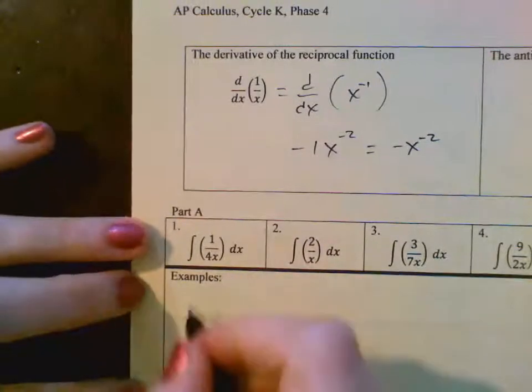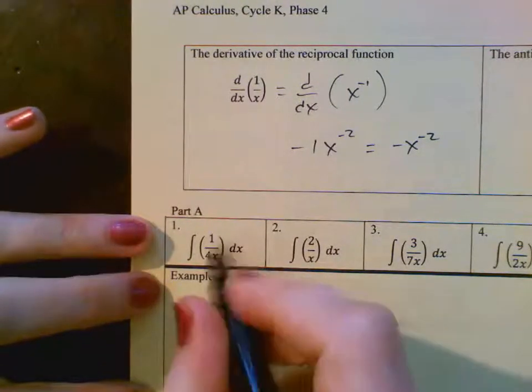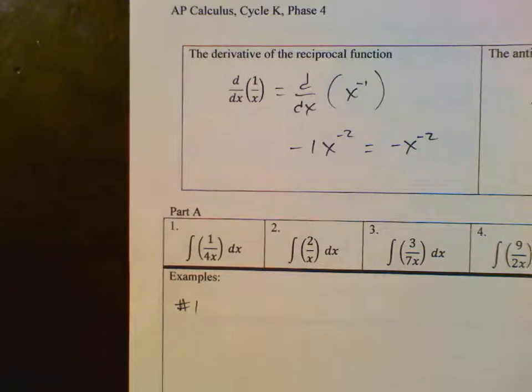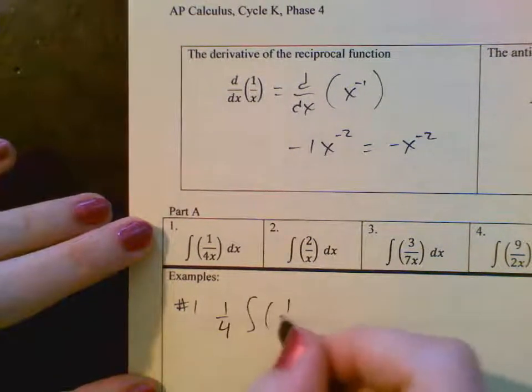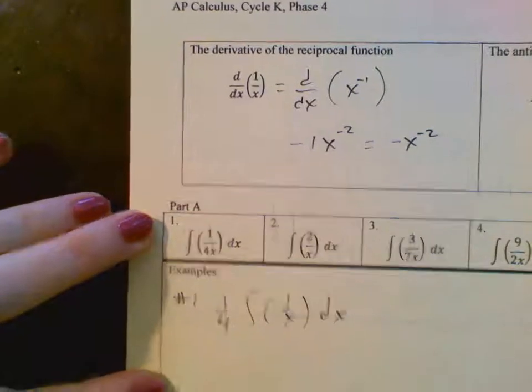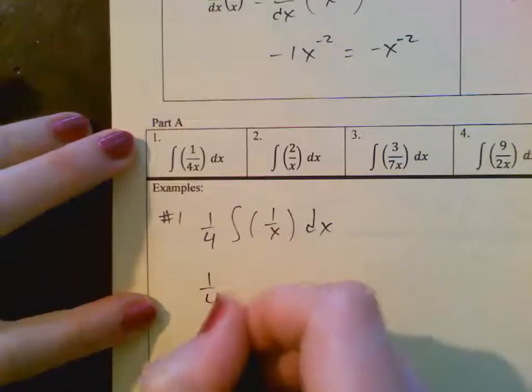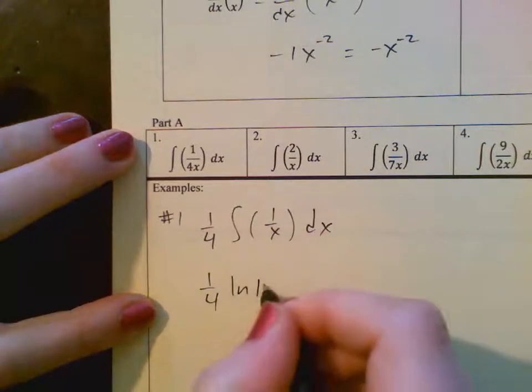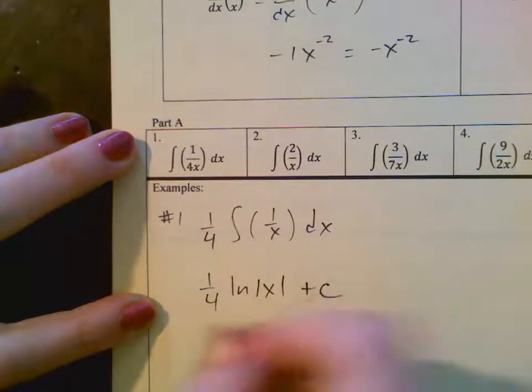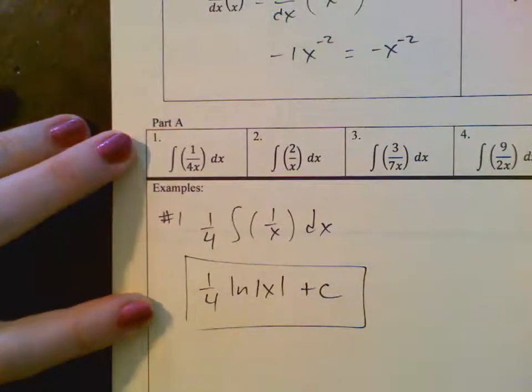Let's do 2 of them. So number 1, pull out any constants if you can, guys. So I'm going to pull out a 1/4. All right, and then you can bring down the 1/4. What's the antiderivative of 1 over x? It's natural log of the absolute value of x plus c.